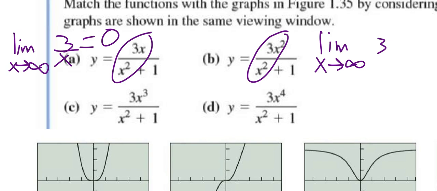Folks, you just found that the limit was the horizontal asymptote of the graph is going to be 3. Right? Here we had y equals 0 for this one. Here we have y equals 3 for this one. Pretty easy.